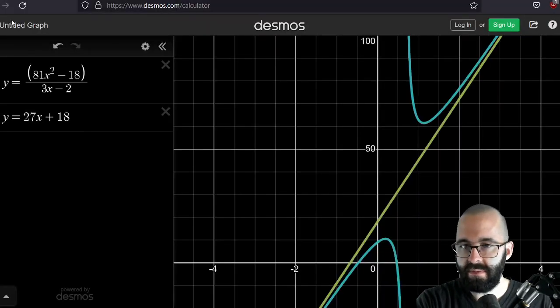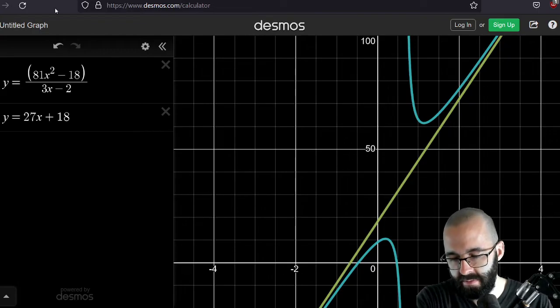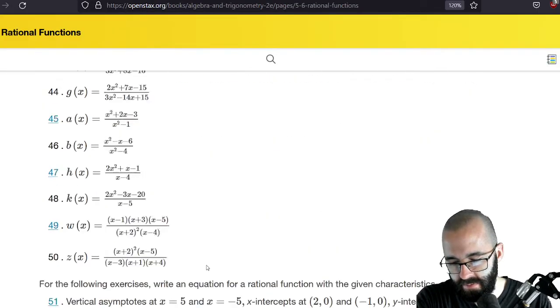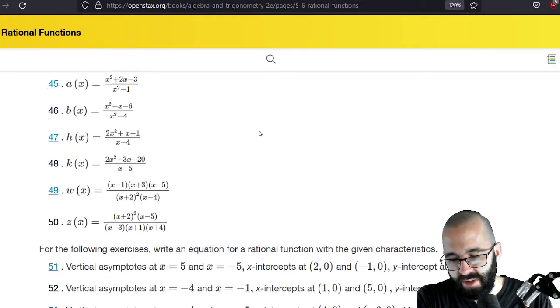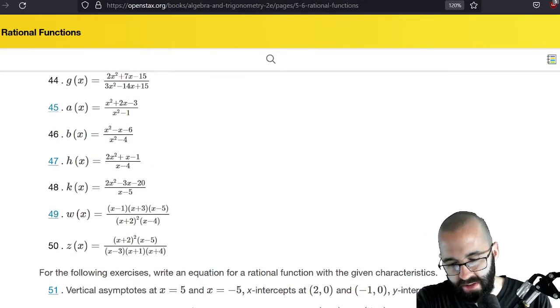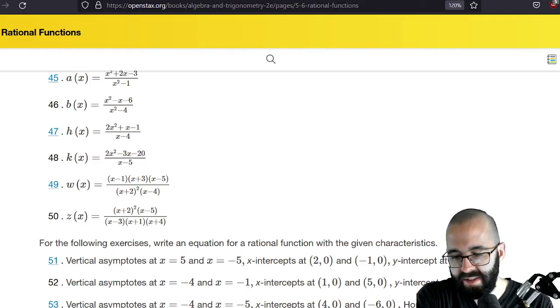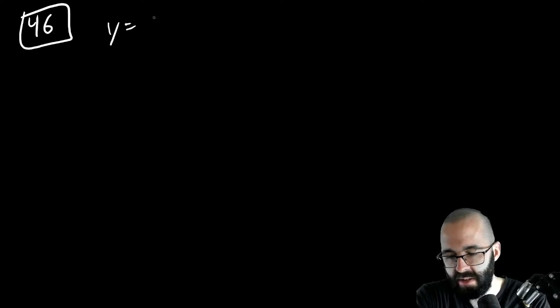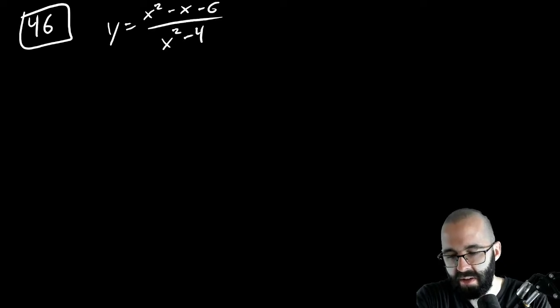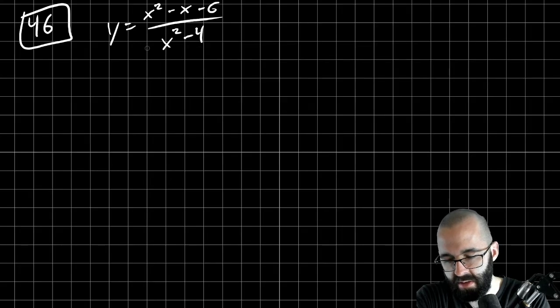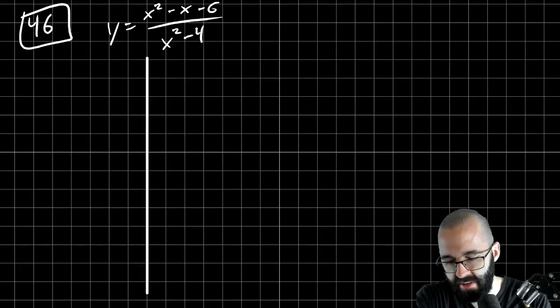46. All right, sketch a graph using the 3 things that we talked about before. x squared minus x minus 6 over x squared minus 4. Sketch a graph.